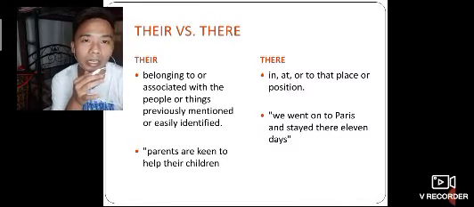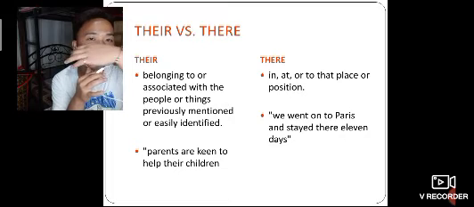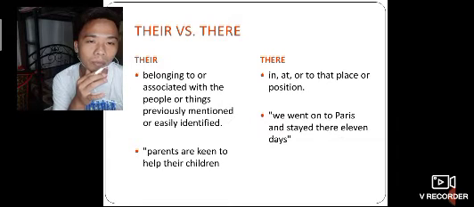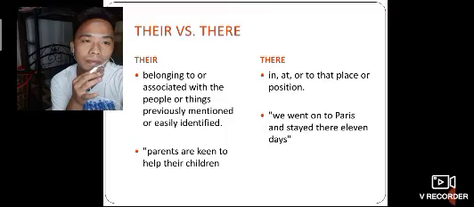Their versus there. Their: belonging to or associated with the people or things previously mentioned or easily identified. For example, parents are keen to help their children. There: in, at, or to that place or position. For example, we went on to Paris and stayed there 11 days.